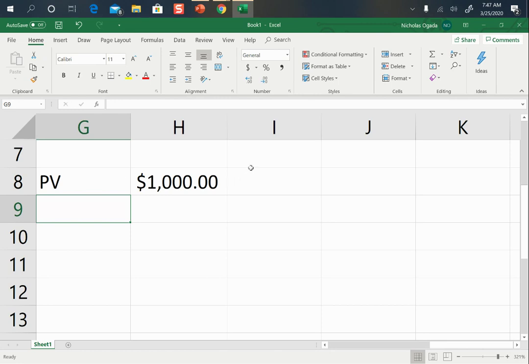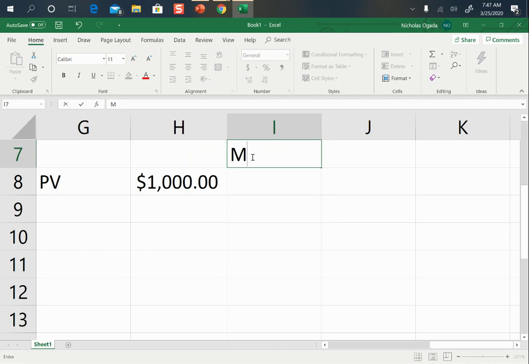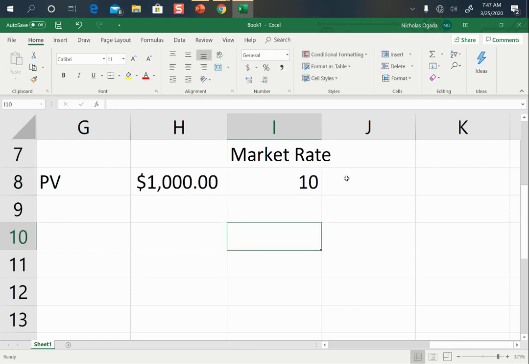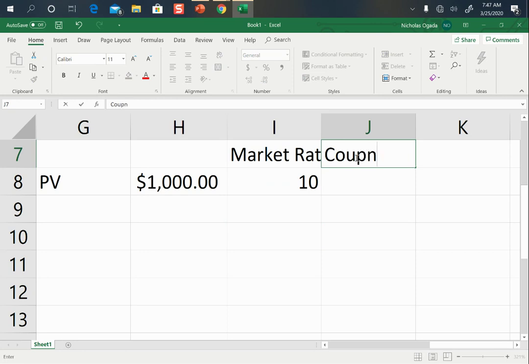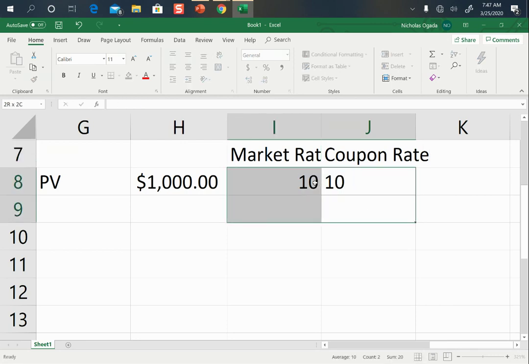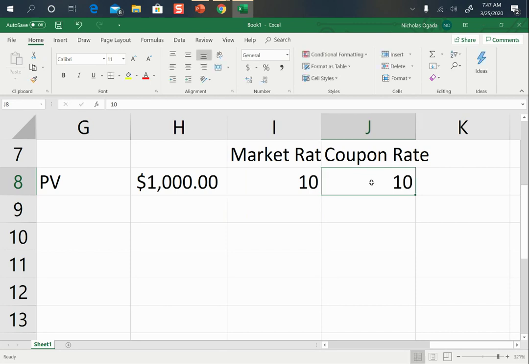Again, remember here our market rate. If you look at the market rate, it's 10%. That's what we're saying here. And the coupon rate, of course, I just want to show you this, is also 10%. So the coupon rate is 10, the market rate is 10. And of course, the face value is 1,000. I'm going to come back to this just to show you what happens if the market rate changes, either higher or lower. Does it change the value of the bond?